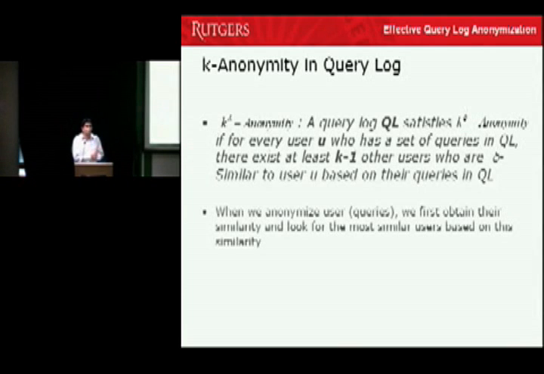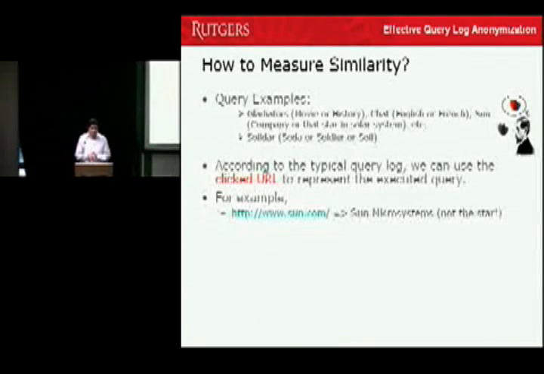You basically have the same information as before, and I can infer the same things as before, which is why we have this delta similarity kind of definition. Now, when we anonymize a user, and in fact the queries, we first obtain their similarity and look for the most similar users based on this similarity. That's an effort to minimize the amount of transformation you have.